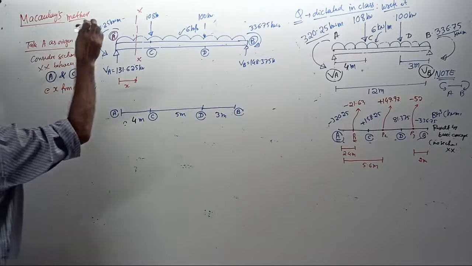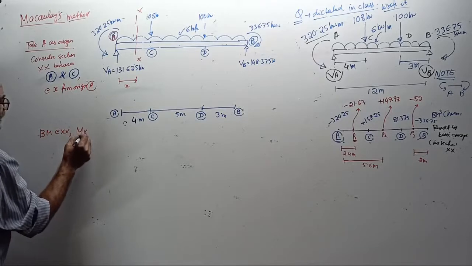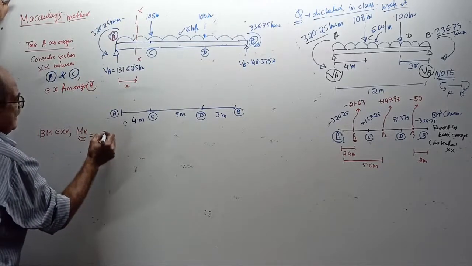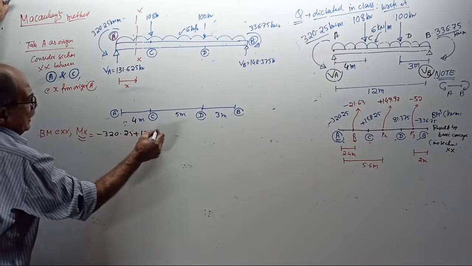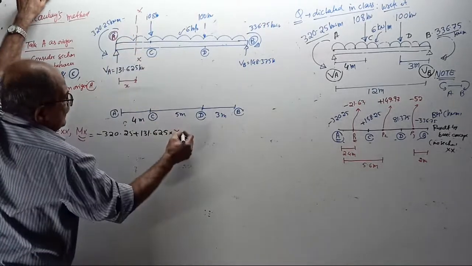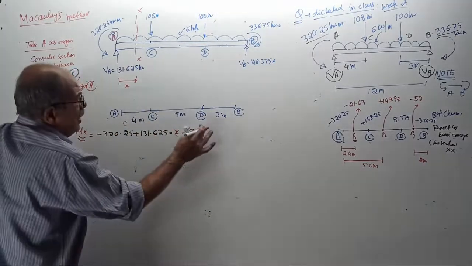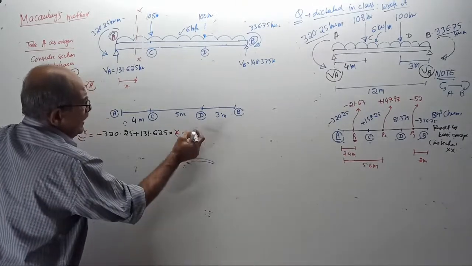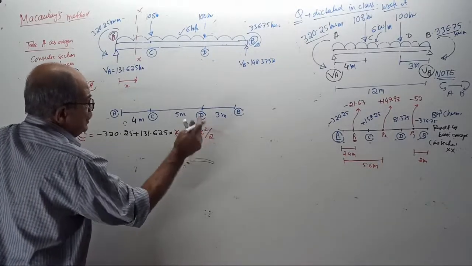Now tell me the answer. The bending moment at section XX, that is MX, sagging positive, equals minus 320.25 plus 131.625 into X minus 6 into X by 2. 6 is the total load, into X by 2. I will write directly today, time is not there: 6 into X by 2 is X square by 2.